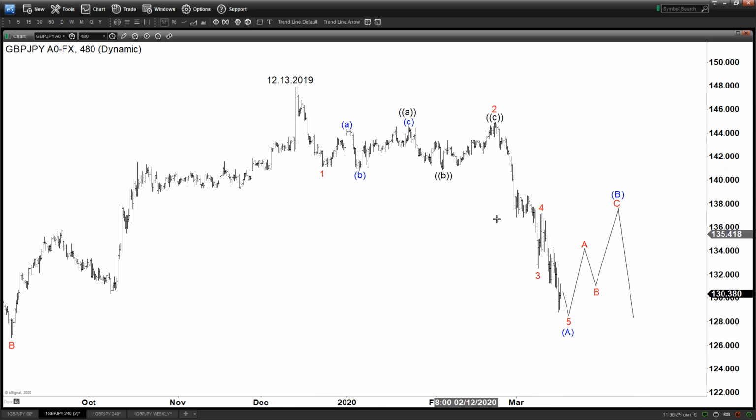So for now, this is sort of a warning that soon we should be ending the cycle in the pound yen, and then do some sort of correction, some sort of consolidation, a bounce here, before possibly the next leg lower again afterwards. And so that's the idea in the pound yen here.